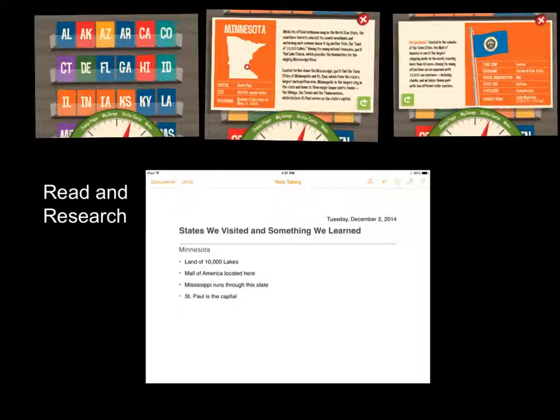And this would be nice because it would be a good way for the teacher to assess what the students are learning as they go through their game and as they learn about the different states. They could check the notes that they did with their partner.